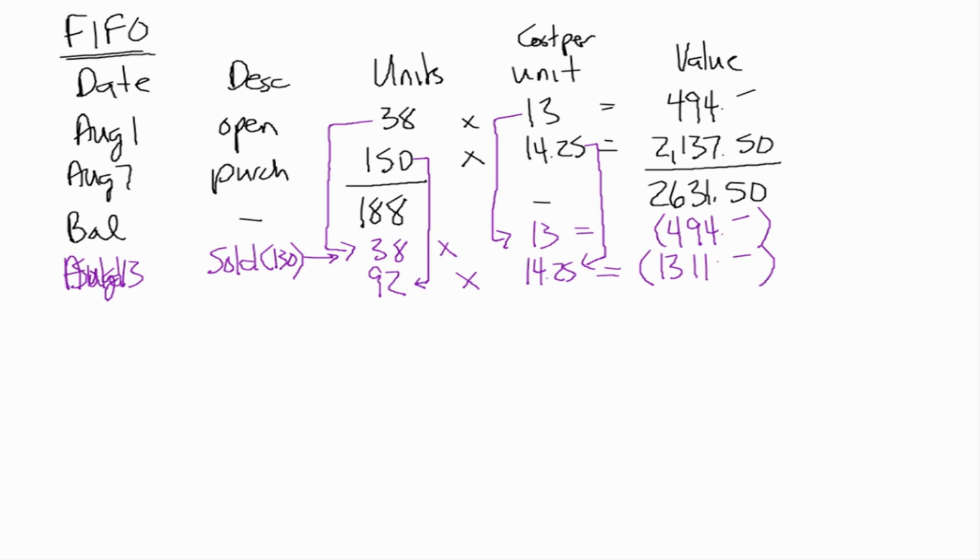So does everybody understand how I did that? Right? Because the 130 minus the 38 is equal to 92. Those 92 have to come out of our second batch, which is the 150 units, so that we get the first in, first out. So that was my sold. What happens next? If there was another sale, I would just continue.